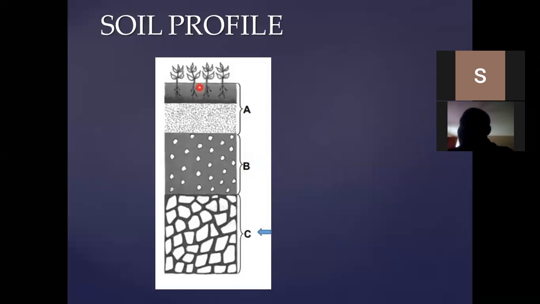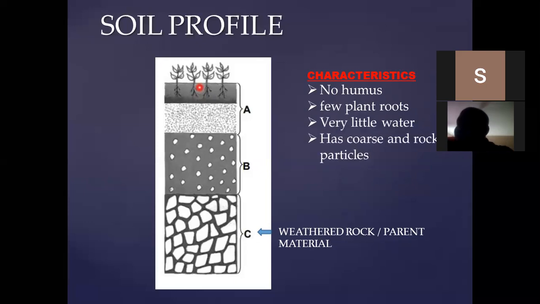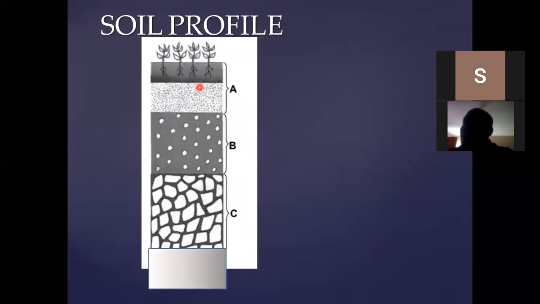We have also layer C. Layer C is the weathered rock, also known as the parent material. And its characteristics are as follows. It has no humus, it has few plant roots, very little water, and it has coarse and rock particles. Sometimes we have layer D, and layer D is simply the parent rock, which is also known as the bedrock.